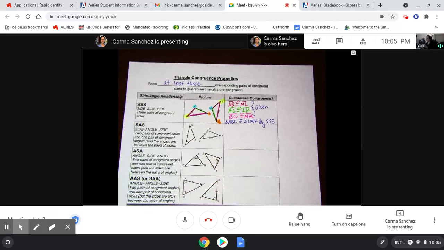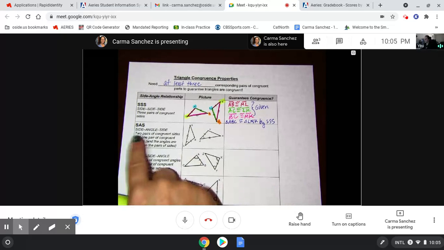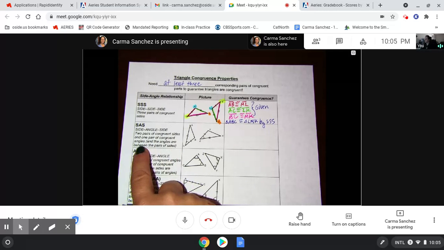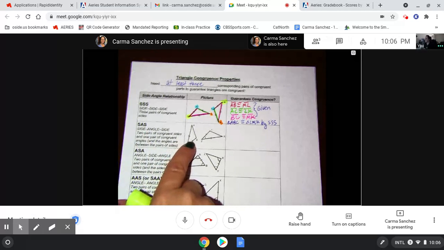All right, let's go to the next one. Let's get those colors ready. Notice that this one's giving us an angle this time. Side, angle, side. And so 2 pairs of congruent sides and 1 pair of congruent angles, the angles are between the pair of sides for this one. Side, angle, side.